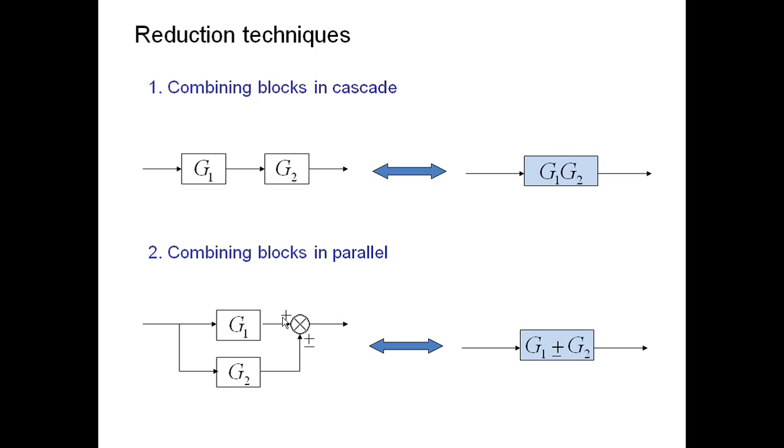Here, the very important thing is how we can tell whether these two blocks are in parallel or in a feedback loop. For that, just check the signal flow direction. For G1, the signal flows from left to right, and for G2 also it flows from left to right. Then we can easily say that these are connected in parallel.